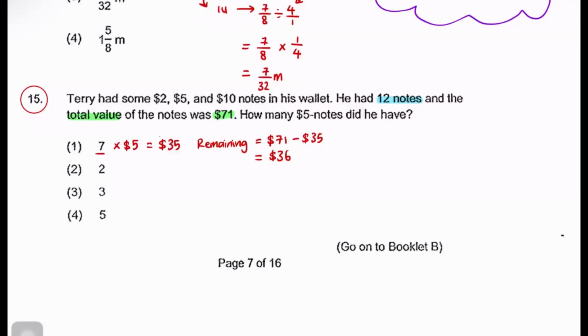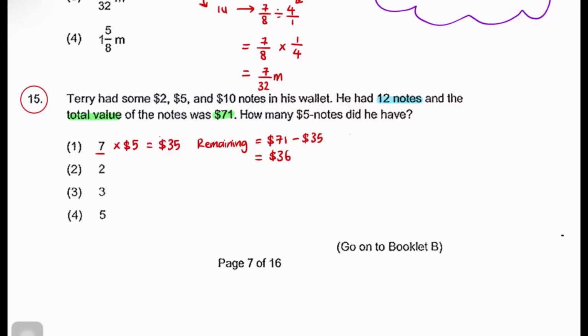And how many notes is that? Okay, he already has 7 $5 notes. In total, he has 12 notes. What is the remaining number of notes? 12 minus 7 is what? 5. So he only has 5 notes remaining, right?